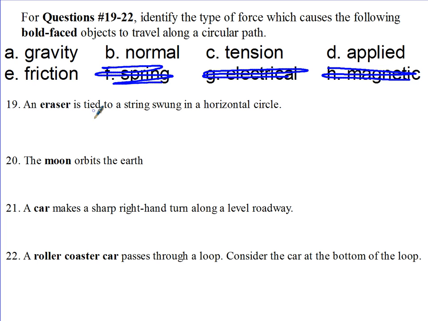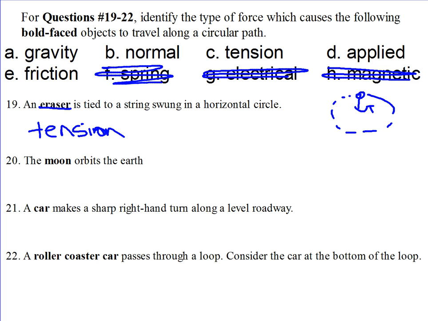Okay, so an eraser is tied in a string and swung in a horizontal circle. So it goes like this. Now, what's making the eraser move in a horizontal circle? It's the tension of the string. Tension. All right. T-E-N-S-I-O-N. Can't spell today. All right. So for an object on a string, tension causes it to travel in a circle.